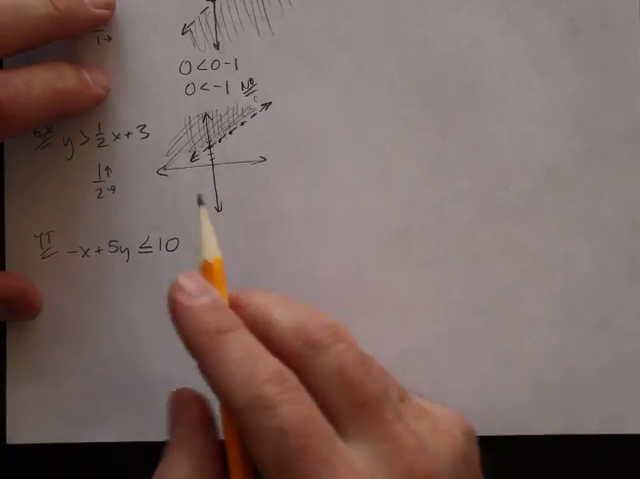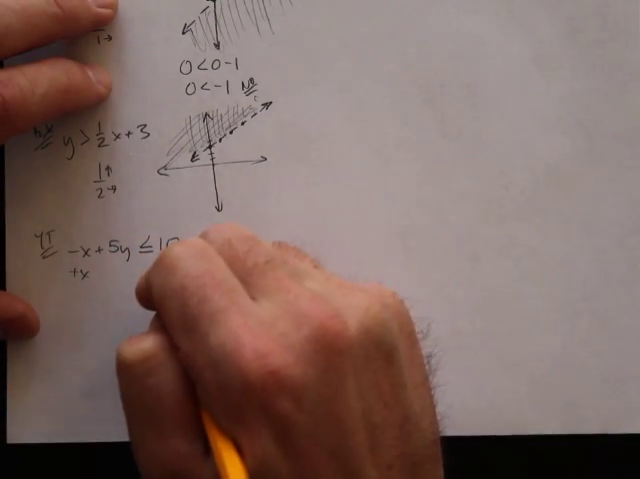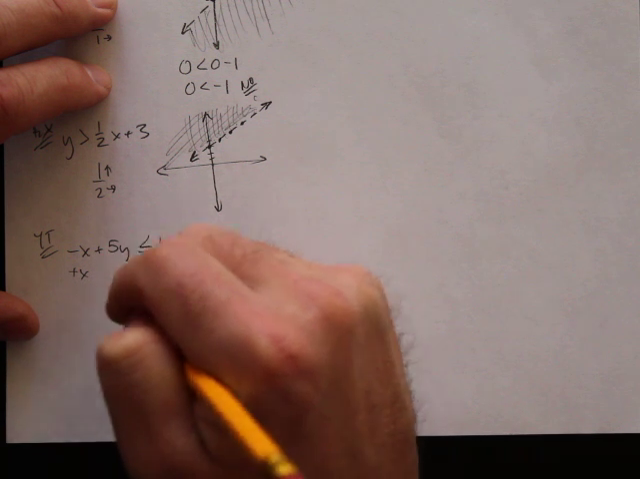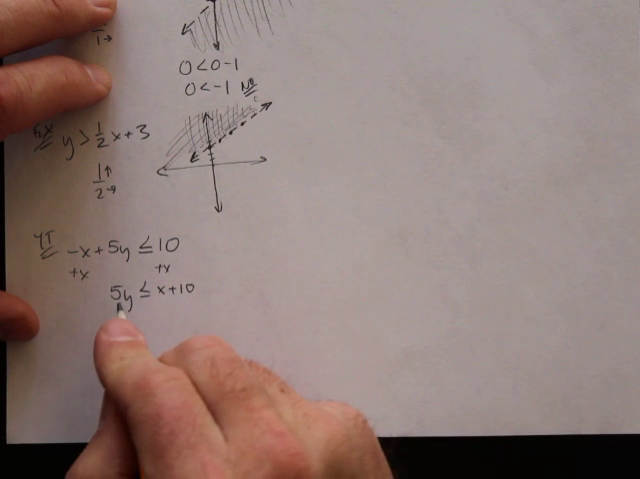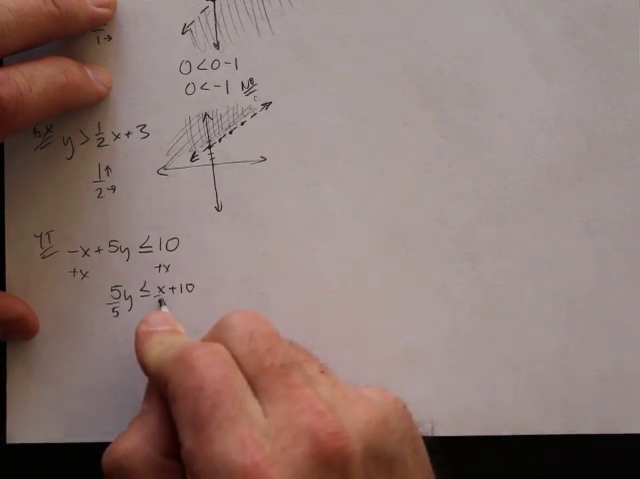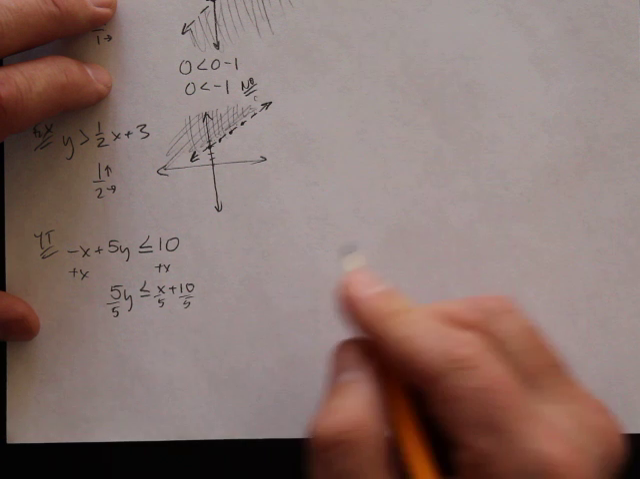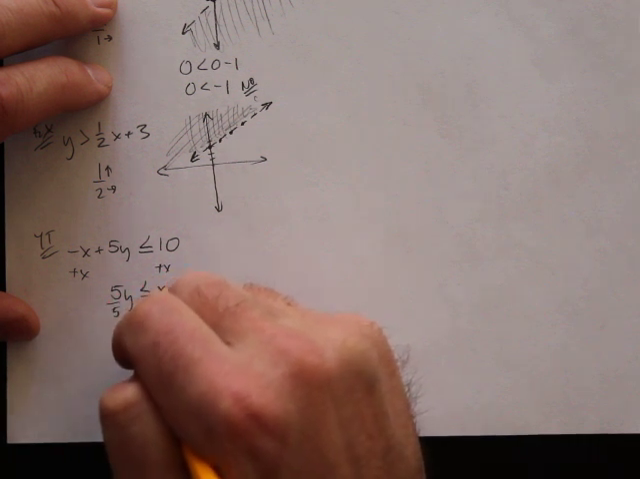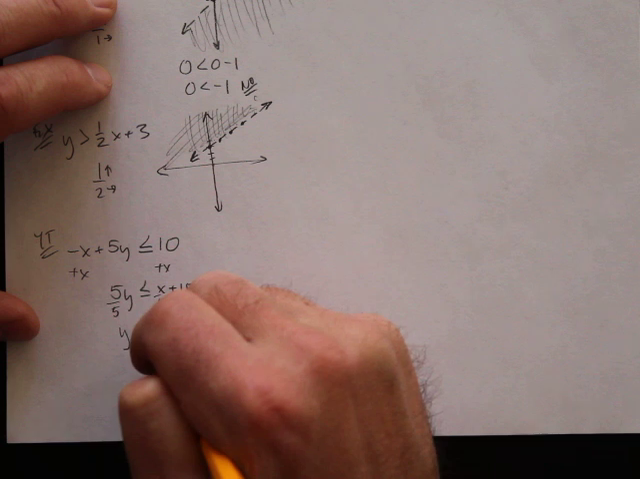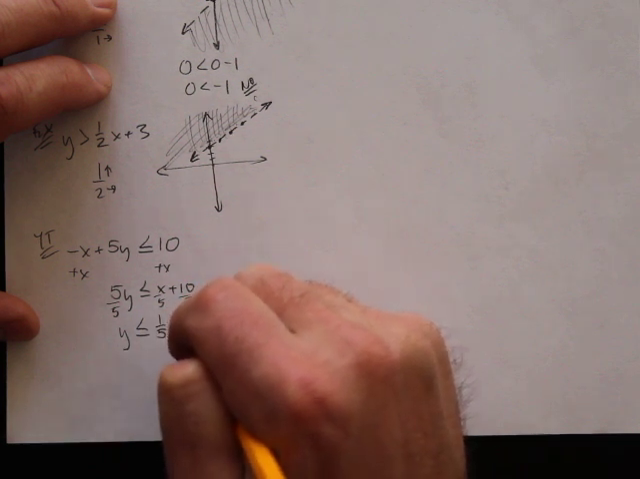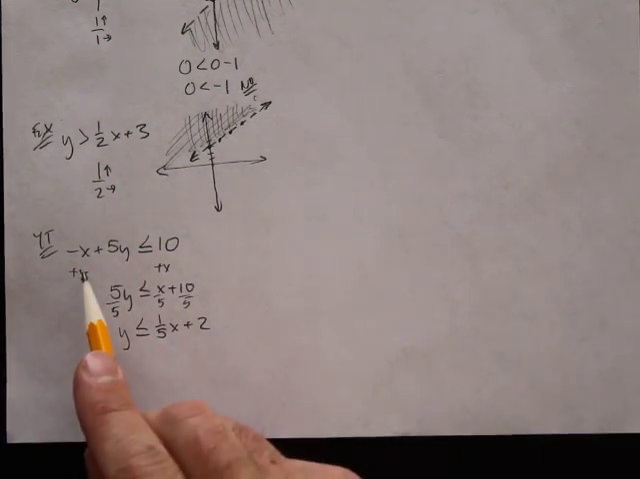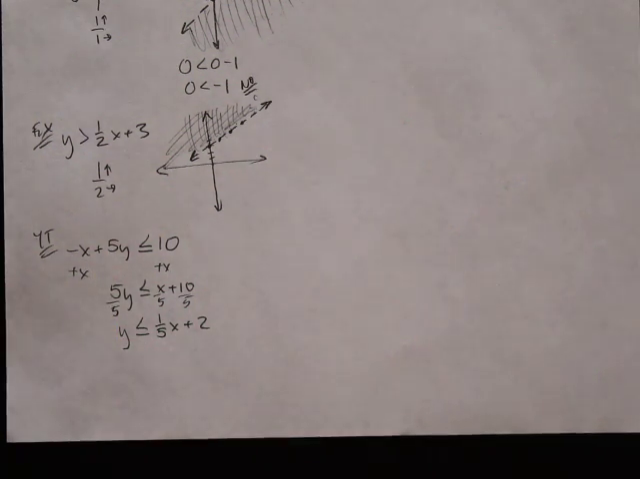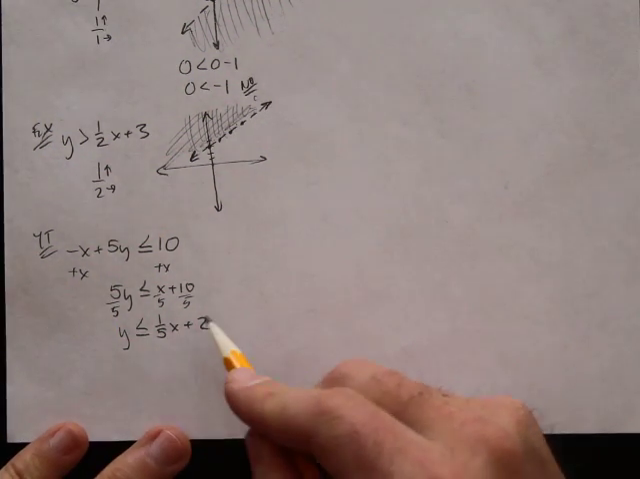All right, let's see how you did. I'm going to add x to both sides. 5y is less than or equal to x plus 10. Going to divide by 5. Everything gets divided by 5. Y is less than or equal to 1/5 x plus 2. Okay, we're good. Ready to go.